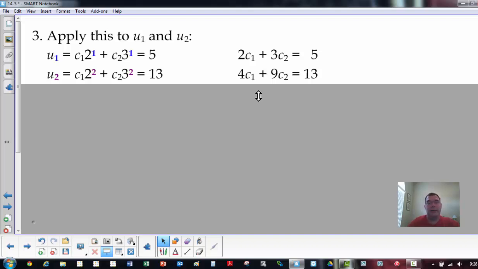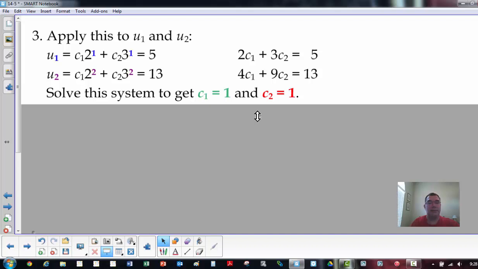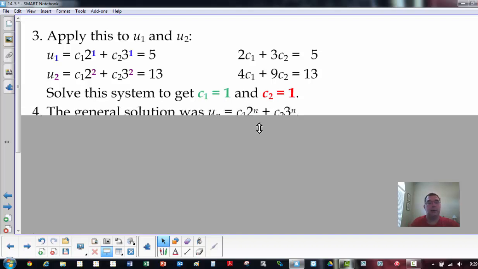Well, over here, this is a system of equations that I can solve using technology or by hand. It really doesn't matter. But if I solve this, it's kind of a nice solution that the first constant is 1 and the second constant is also 1.